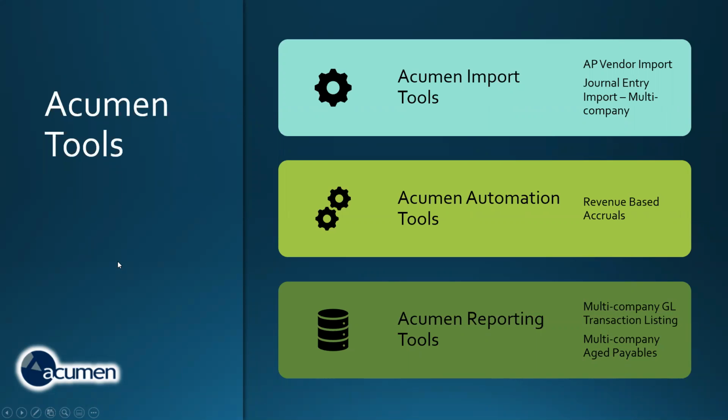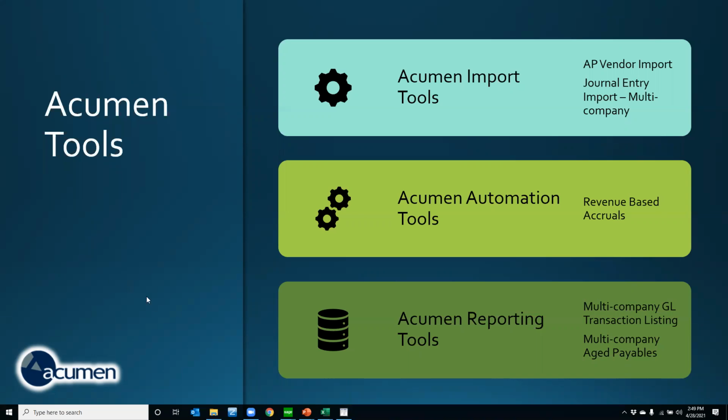Lastly, I want to spend a few minutes talking about, as I said, Acumen Tools. And Acumen Tools are a suite of import or automation tools that allow you to do data entry faster, allow you to run reports faster, allow you to run reports and calculate some accruals and bring entries into the system faster. Whenever we're using the system, data entry is not our goal. Getting information out of the system is our goal. So let's take a look at this.